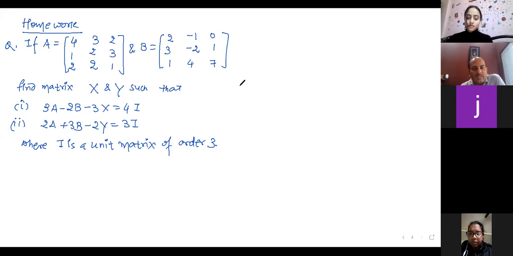Okay, so the homework is given. Matrix A is given, matrix B is also given. Now find two matrices X and Y such that first part is 3A minus 2B minus 3X is equal to 4 times I. And second is 2A plus 3B minus 2Y is equal to 3 times I. And what is I? It is a unit matrix of order 3. So please try this question back home. If you're getting the answer, well and good. Otherwise, we'll discuss the solution in the next class. Fine. That's all for the day.